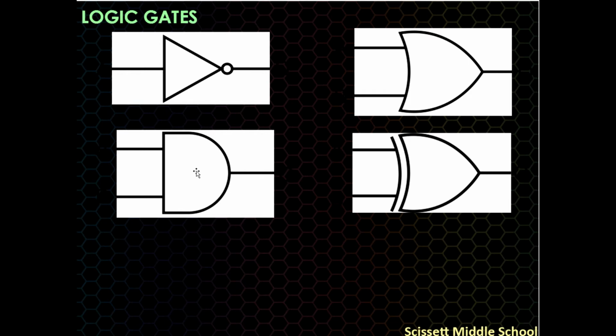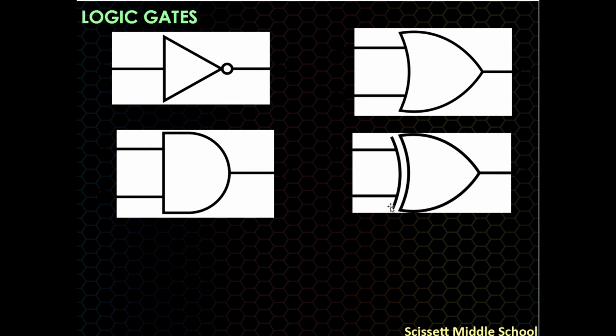This is an AND gate. This time we get a 1 as our output if both input A and input B are 1. This is an OR gate. So to get a 1 as our output this time, input A or input B, or both, have to be 1.